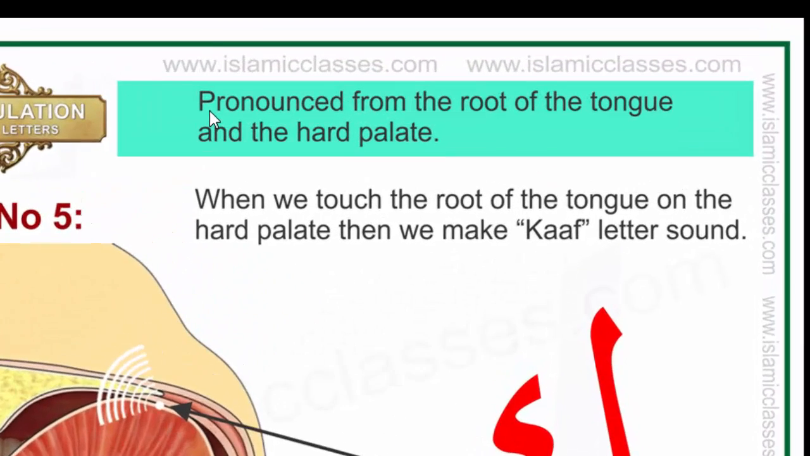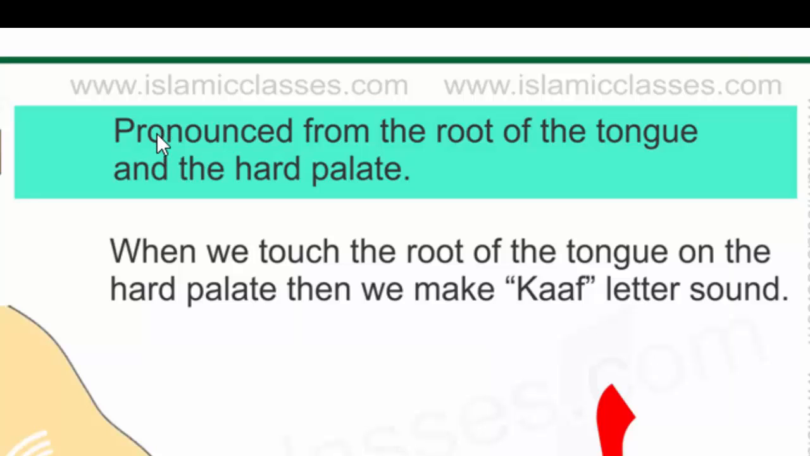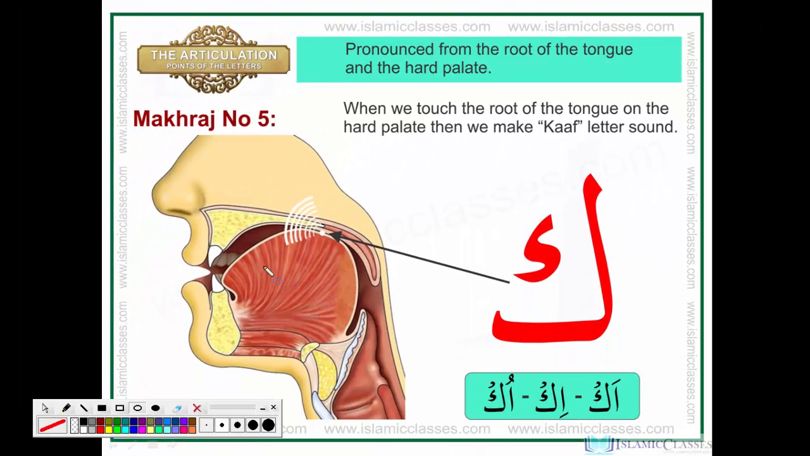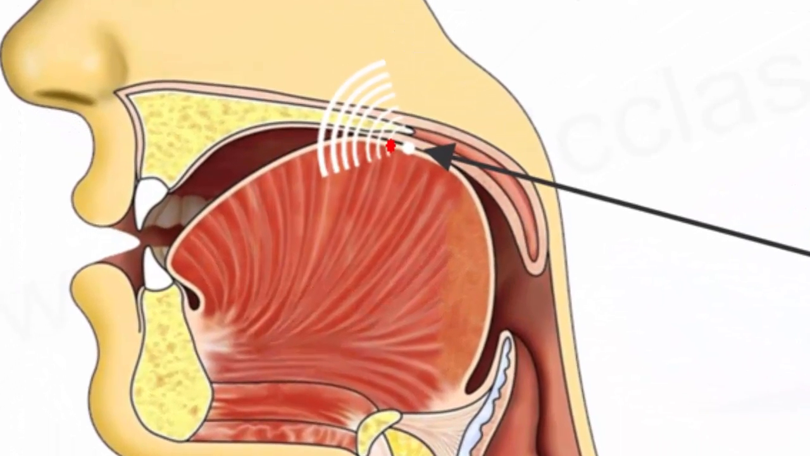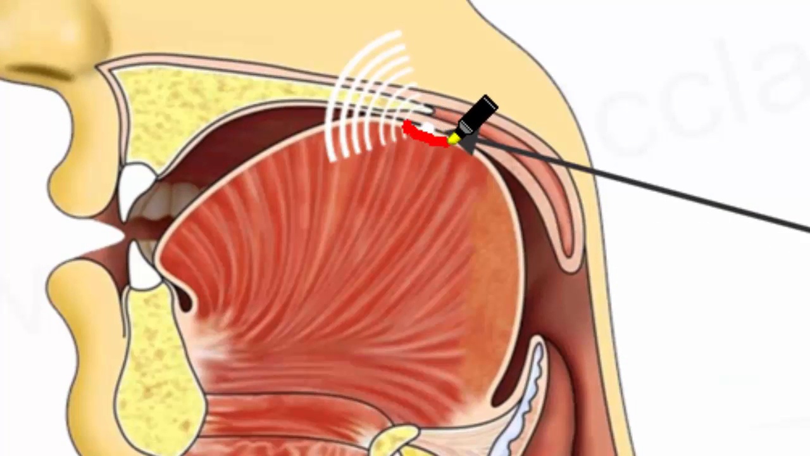Alright, you can see the definition here: pronounced from the root of the tongue and the hard palate. Let me show you the root of the tongue. This is the tongue. I hope you are looking at all this. And this is the root of the tongue. It almost starts from here, and this all is the root of the tongue. Let me show it by making a line. Alright, basically this is the root of the tongue.